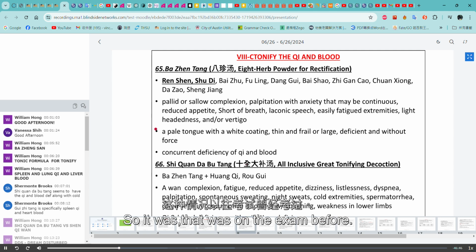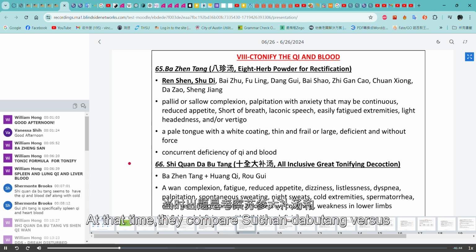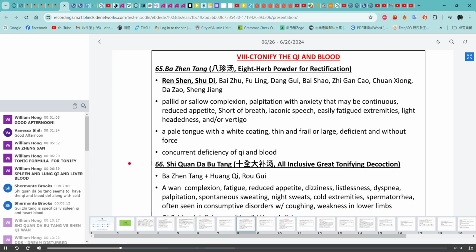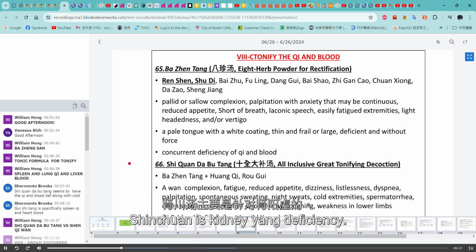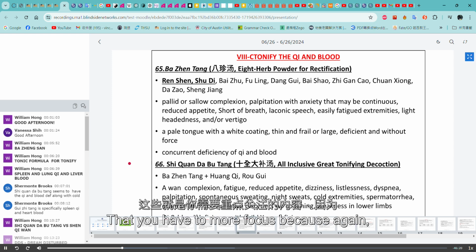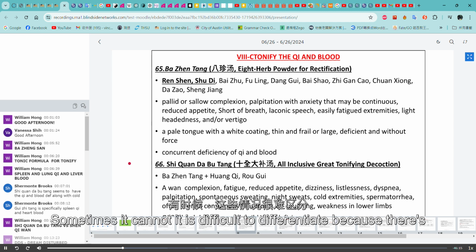So that was on the exam before. At that time, they compared Sichuan Dabutang versus Shenchuan. Okay. So how can you differentiate Sichuan Dabutang from Shenchuan? Shenchuan is kidney yang deficiency. So those are the things that you have to focus on more, because again, just read this.